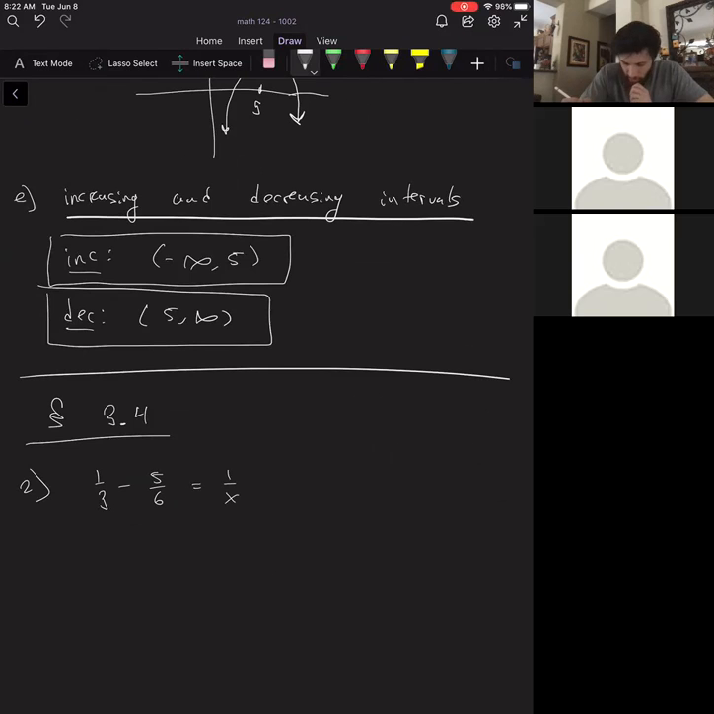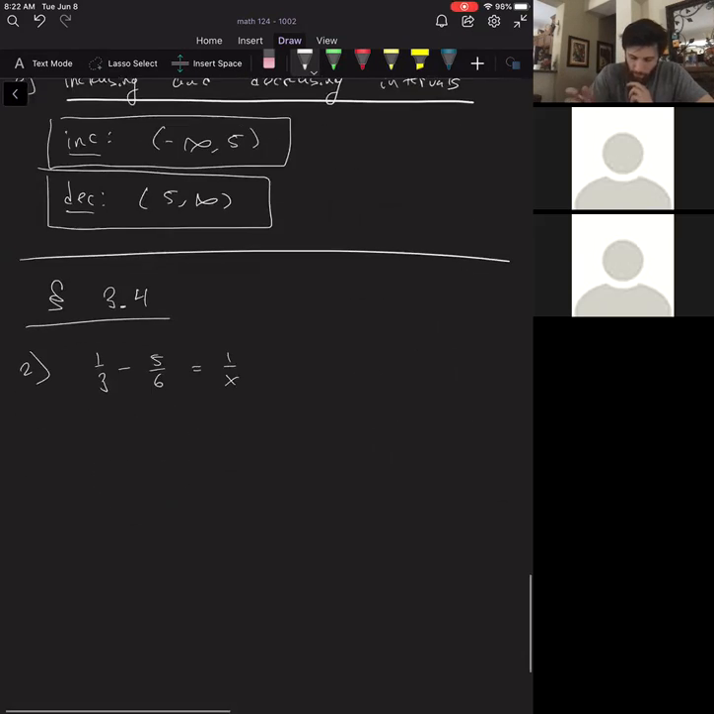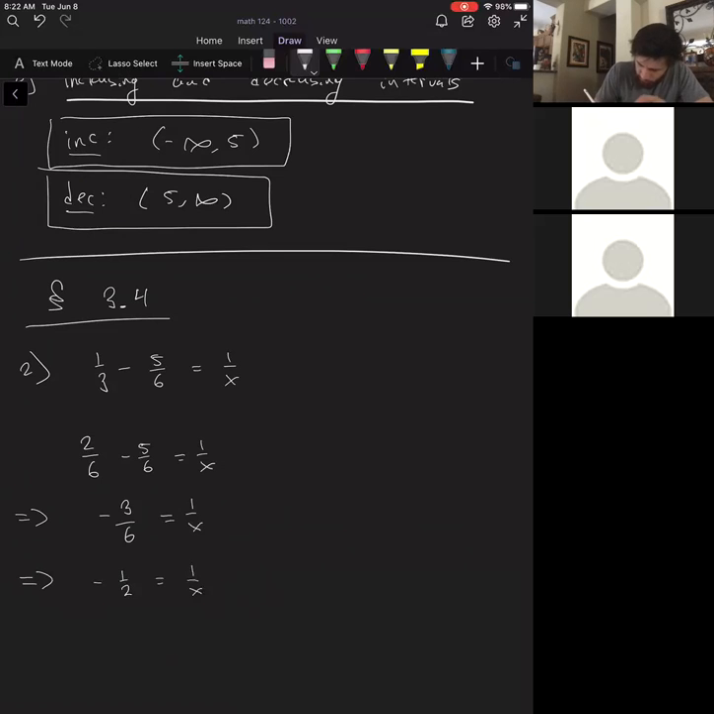There are several ways to do this. One way we could start is we can just combine those fractions on the left-hand side. So we need to get a common denominator. The common denominator is 6. So we can rewrite this as 2 over 6 minus 5 over 6 is 1 over x. And then combining the fractions on the left, we have minus 3 over 6 is equal to 1 over x. And then we could simplify the fraction on the left. That's just minus 1/2 is equal to 1 over x.